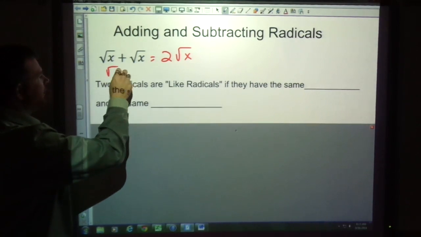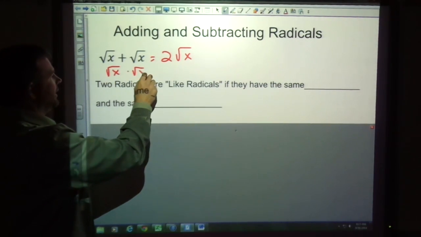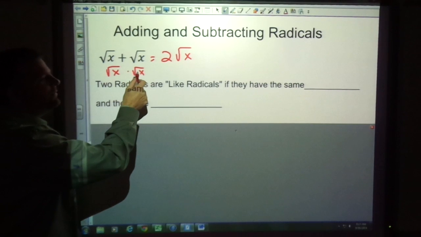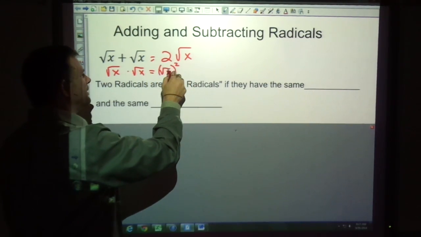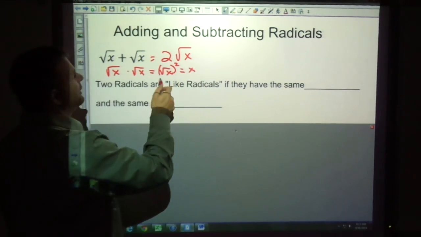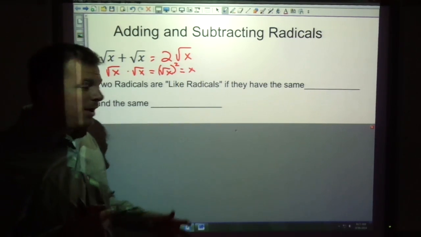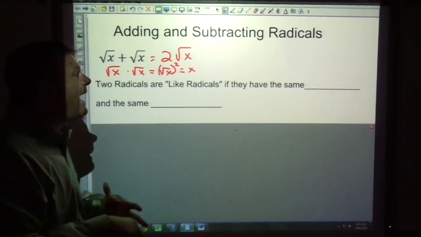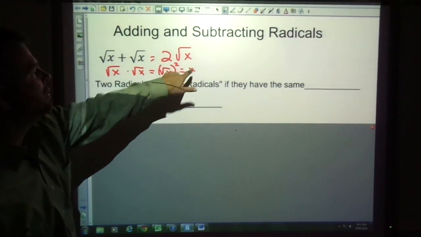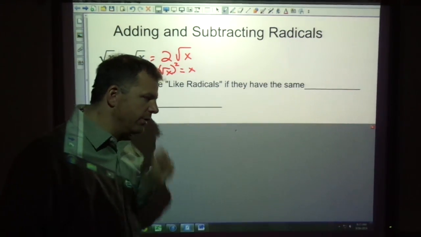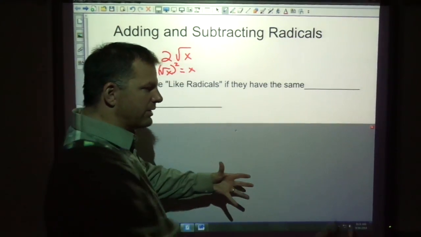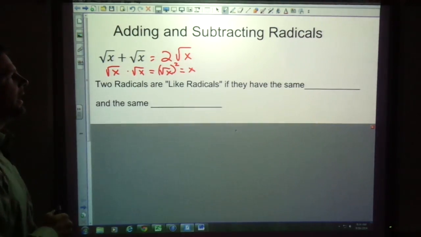We know that if we have square root of x times square root of x, a square root times a square root equals this square root squared, which ends up canceling and being a plain number. But with adding, we're just counting up what it is, how many of them we have. With multiplying, we change what it becomes. So if I've got a root over here, and a root over here, and a root over here, and they're all root x, I'm just going to count up how many we have.